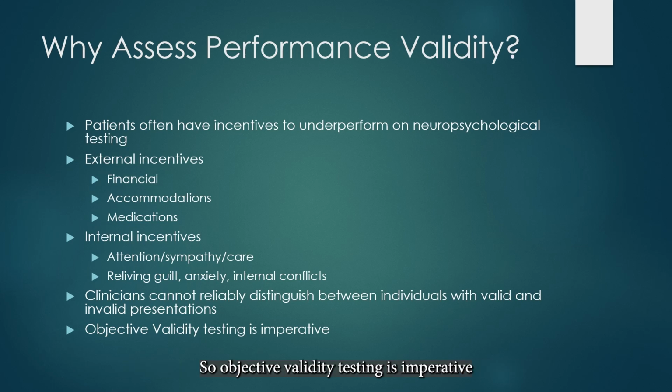So objective validity testing is imperative in almost all neuropsychological evaluations. And the state of the science really is that if you're not going to include validity testing in your neuropsychological evaluation, you really need to provide written justification for why you did not do so.